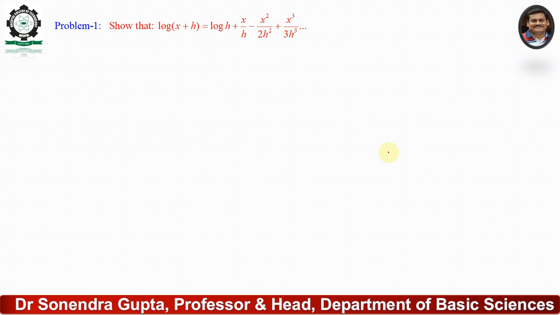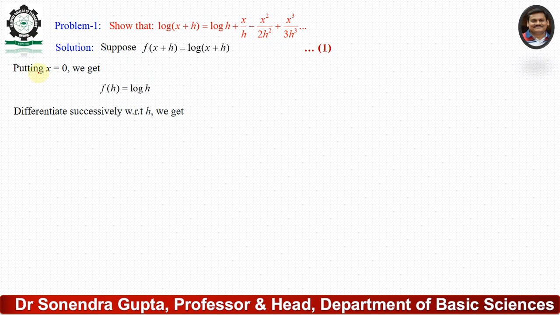The first question is: show that log(x+h) = log h + x/h - x²/2h² + x³/3h³. Suppose f(x+h) = log(x+h). Now we differentiate with respect to x. Now putting x = 0, we get f(h) = log h.